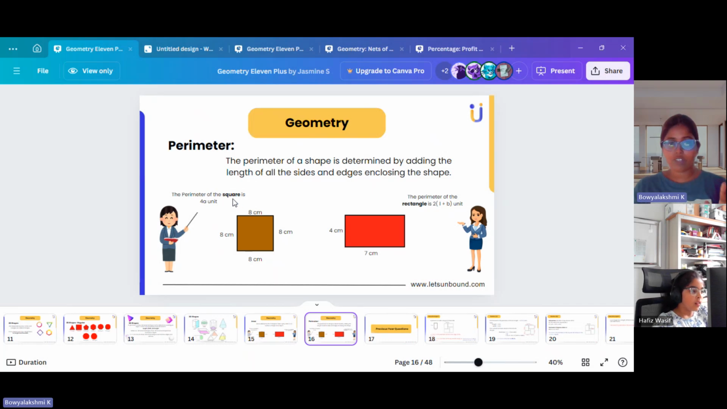For the perimeter of a square, it's 4A units, 4 times A. The side is given, so you just multiply by 4. And the perimeter of a rectangle, I will cover double the length and double the width, right? So it's 2 times (L plus B).